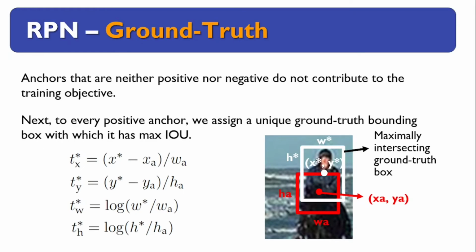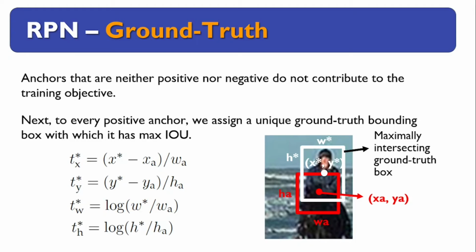Anchors that are neither positive nor negative do not contribute to the training objective. Now, to train the network, we also need to have ground truth proposals for each positive anchor. But if you understand, we only have final ground truth bounding boxes for the objects. We do not have the ground truth proposals for each positive anchor directly. Hence, we need to create pseudo ground truths, which is done as follows.